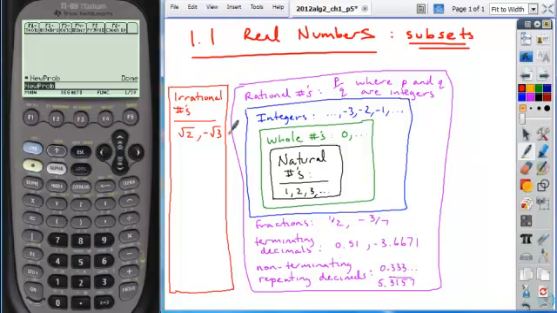Now, when I get to, let's say, square root of 4, would square root of 4 be irrational? Square root of 4 has what value? 2, so where does that fit? Right here, all the way in here. It's natural, it's a whole number, it's an integer, it's a rational number. So it's all of those.